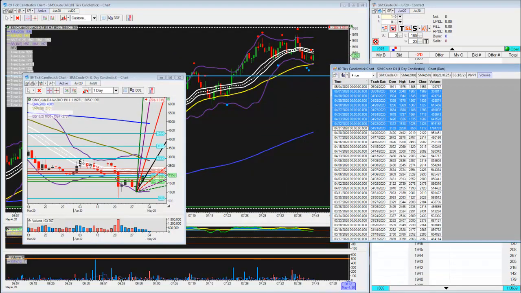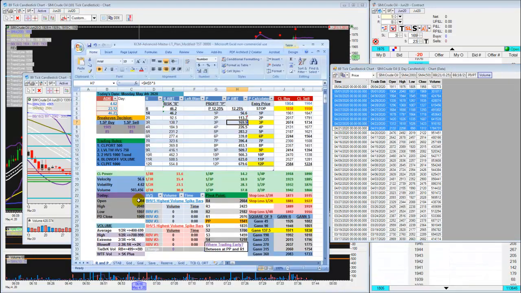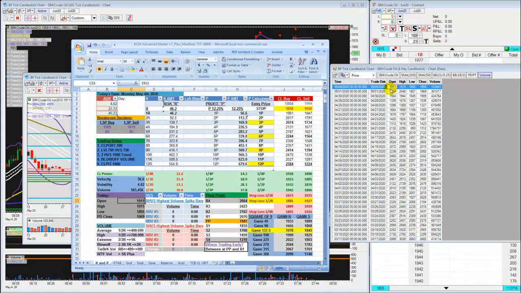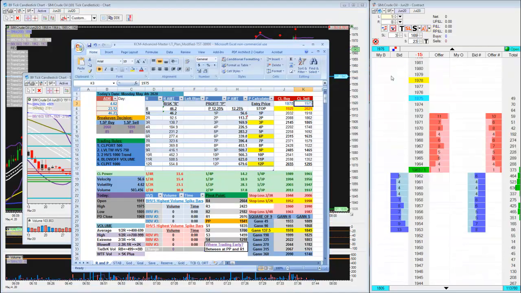All right, so what do we need? We need open, high, low, close. 1911's open, 1975 high, 1805 low, 1969 is yesterday. So I'm pulling those numbers from here again. Open, high, low, close: 1911, 1975, 1805, 1969. So the last thing I need to do is 1975, 1975. That's all I need for that.